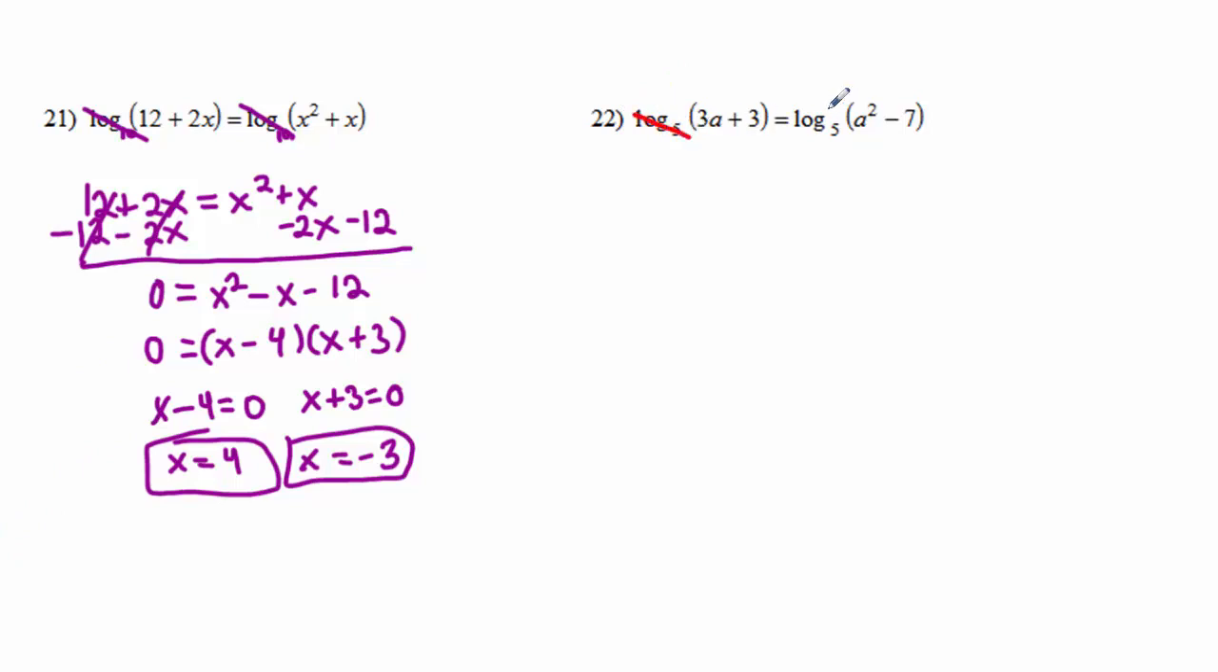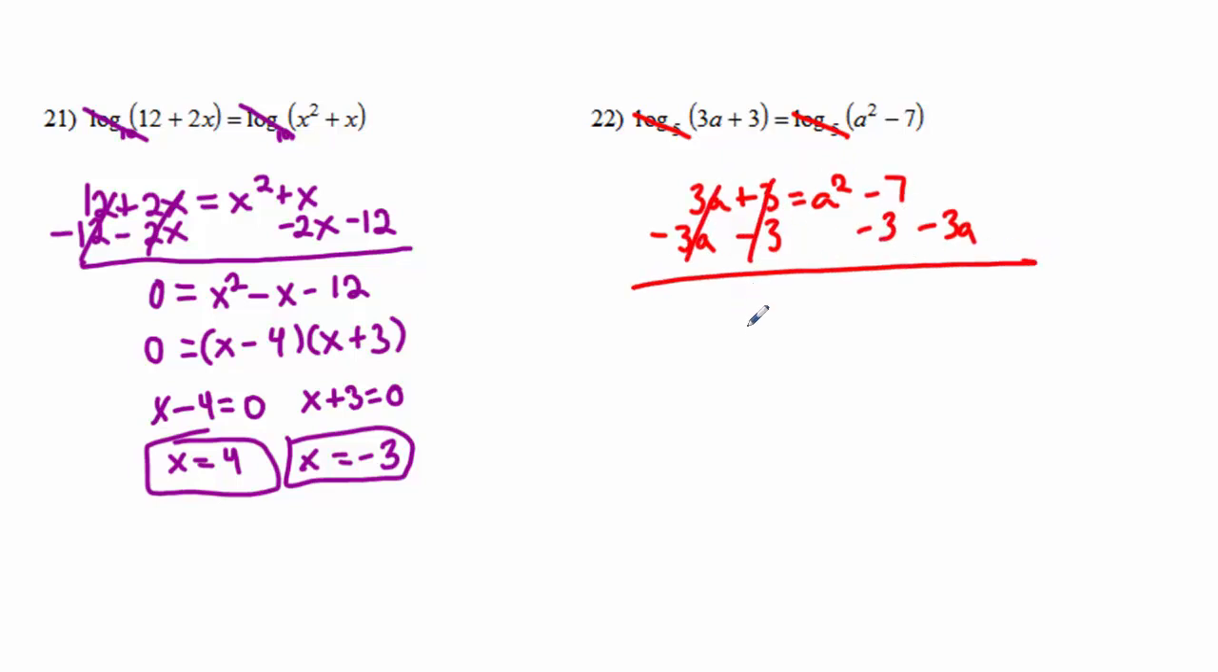Okay, the log base 5s cancel, and so I have 3a plus 3 equals a squared minus 7. Again, I'm going to move to the right side because that's going to end up making it easier to factor if the a squared is positive. So I get 0 equals a squared. I'm going to write the negative 3a next so that it's in standard form, which is what we're used to. And then negative 7 minus 3 is negative 10.